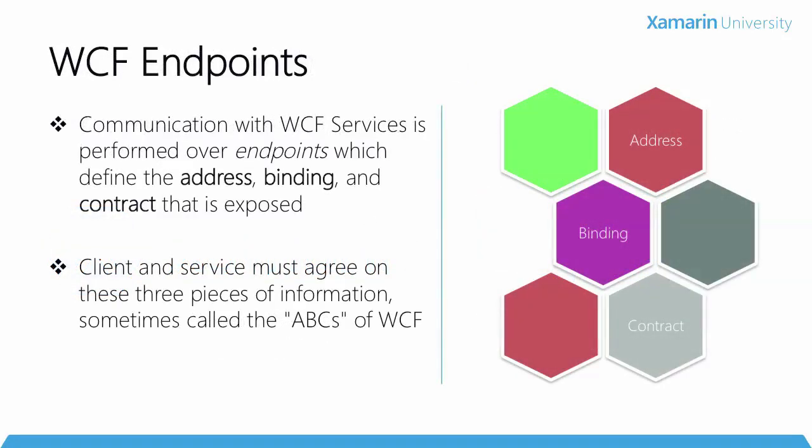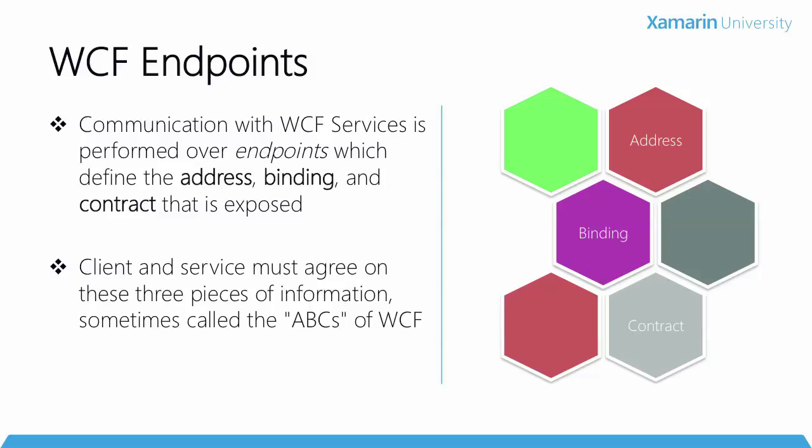WCF defines services as endpoints. Each endpoint describes the location of a service, how to communicate with it, and what operations it can perform. These three pieces of information are expressed as the address, the binding, and the contract. These are sometimes called the ABCs of WCF, and are what you need to know in order to communicate with a SOAP service using WCF. These three things need to be agreed upon. If the client and server are not in alignment, then the service call is going to fail.